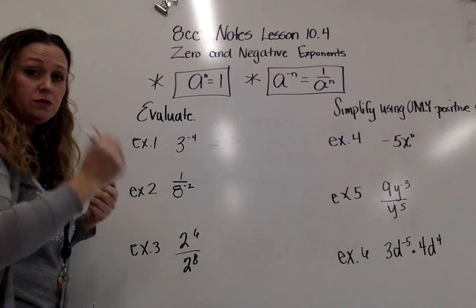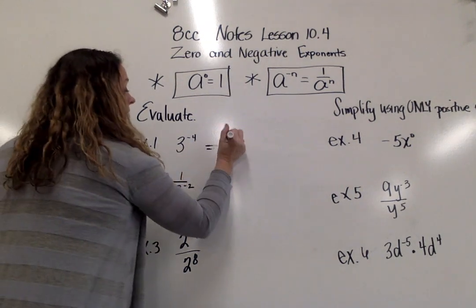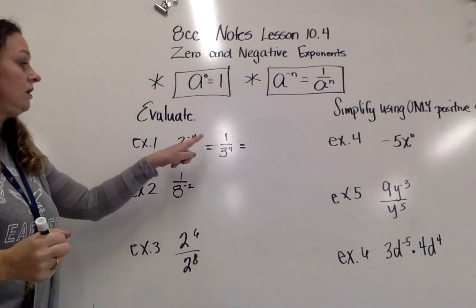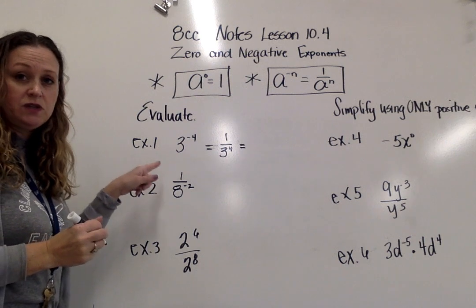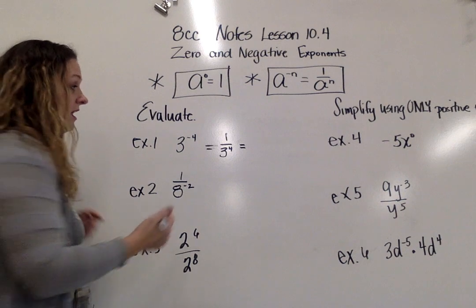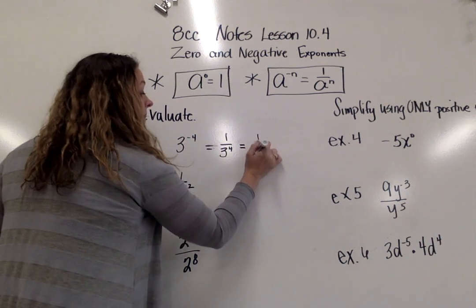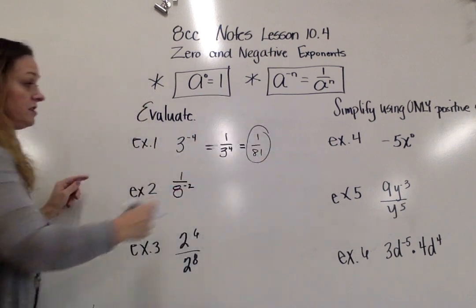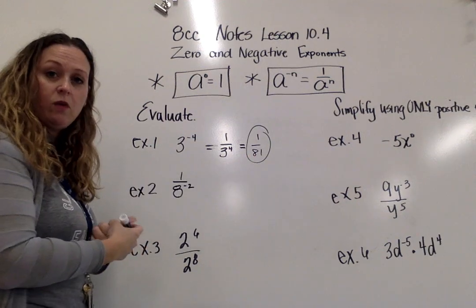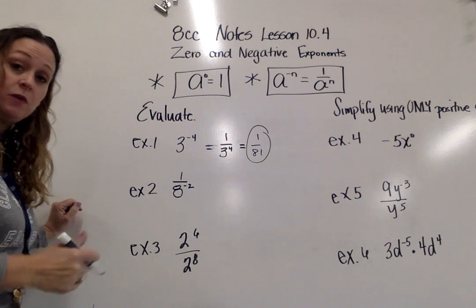In example 1, it says 3 to the negative 4th. Because it is a negative exponent, I simply go ahead and move it to the denominator. So 1 over 3 to the 4th is the exact same thing as 3 to the negative 4th. Now I have to evaluate, and evaluate means go as far as I can go, do all the math that I can. And I know that 3 to the 4th is 3 times 3 times 3 times 3, which is 81. So I evaluated 3 to the negative 4th as being the exact same thing as 1 over 81 in simplest form.